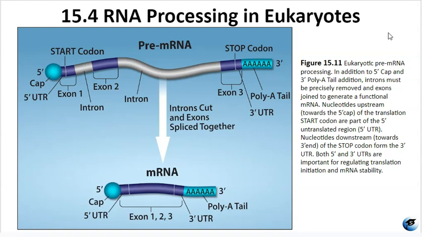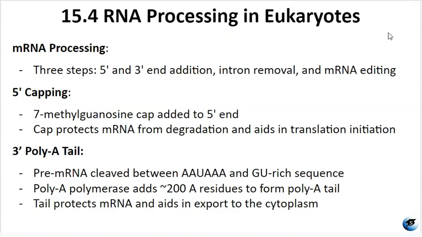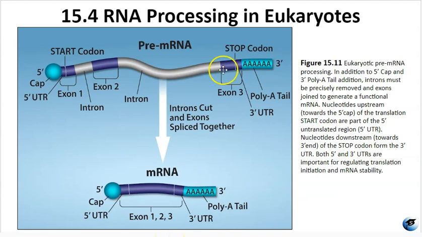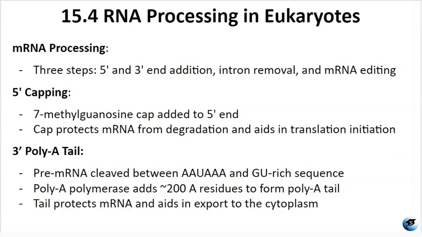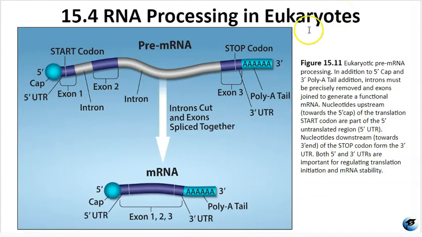Figure 15.11 is actually showing the 5' capping and creation of the 3' poly A tail. So both of these steps are done in order to protect the mRNA as it's leaving the nucleus and going into the cytoplasm. So we have a 5' cap that is added to it. It's a 7-methyl guanosine cap. It's methylated. And then the poly A tail is added after the stop codon.